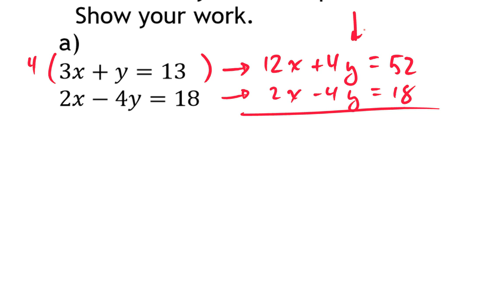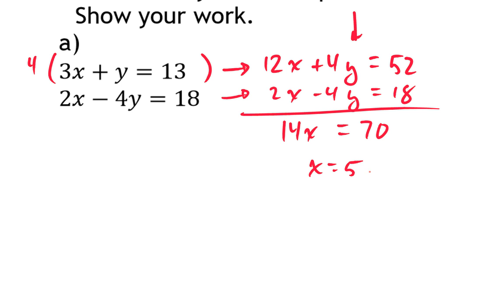And that's beautiful because when I add these together, I get 14 x's. I get absolutely no y's. And when I add the 52 and 18, I should get, I believe, 70. Is that right? Yeah, I get 70. Now, 70 divided by 14. Oh, that's beautiful. So x is equal to 5.